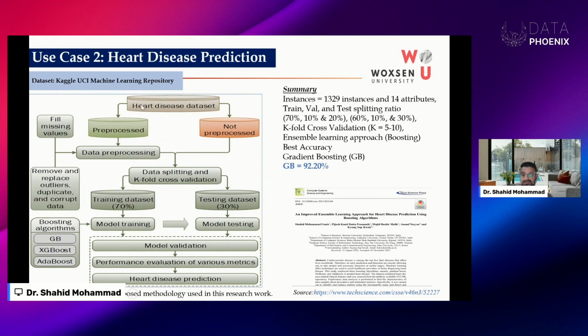So this is the next research work that we have done using machine learning in healthcare. This use case is all about heart disease prediction, where we explored the publicly available data set from the Kaggle UCI machine learning repository.